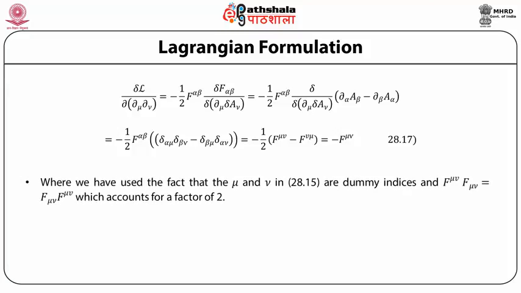Here, we have used the fact that μ and ν in equation 28.15 are dummy indices, and F^μν contracted with F_μν, the contravariant F^μν with the covariant component F_μν, is equal to the covariant component of F_μν with the contravariant component of F^μν, which accounts for a factor of 2.